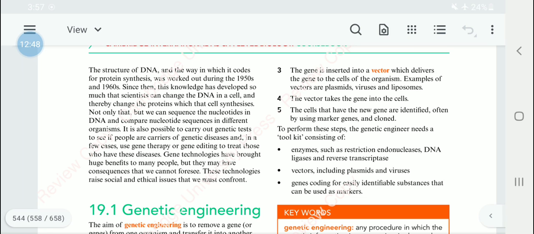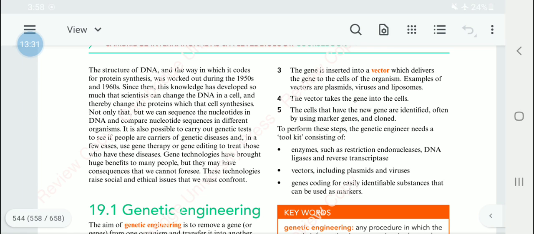So a genetic engineer would need a certain set of tools, right? The tools are not like a mechanical engineer who would need his wrenches and vice and all of those things. A genetic engineer would also need some tools. These tools would include enzymes such as restriction endonucleases, DNA ligases, and reverse transcriptase. Those are the enzymes that he would need. Then he would need vectors, of course, to transfer the gene to the cells, plasmids and viruses.